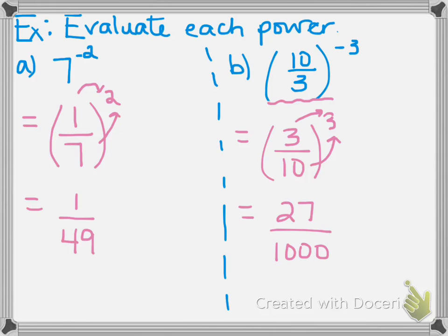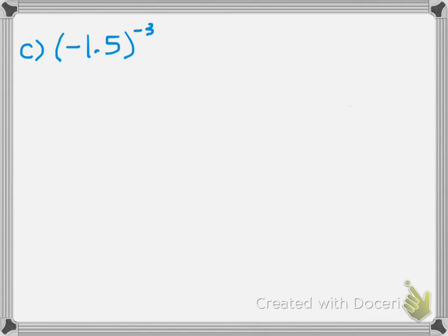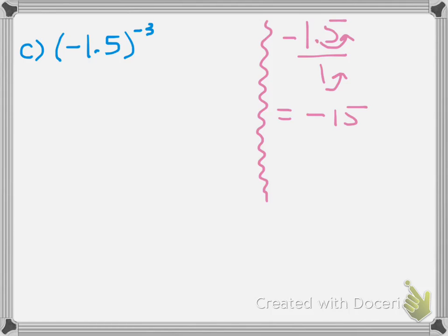How would I evaluate the power if the base was a decimal? Well, if we look at our example in C, I have negative 1.5 raised to the power of negative 3. So I can change that to a fraction the same as we did last day. So negative 1.5 is currently over 1. And I can change that by moving my decimal place one place to the right in the numerator, which means I have to move it one place to the right in the denominator, and that gives me negative 15 over 10. So I can rewrite this as negative 15 over 10 to the exponent negative 3. So I've changed my decimal to a fraction.